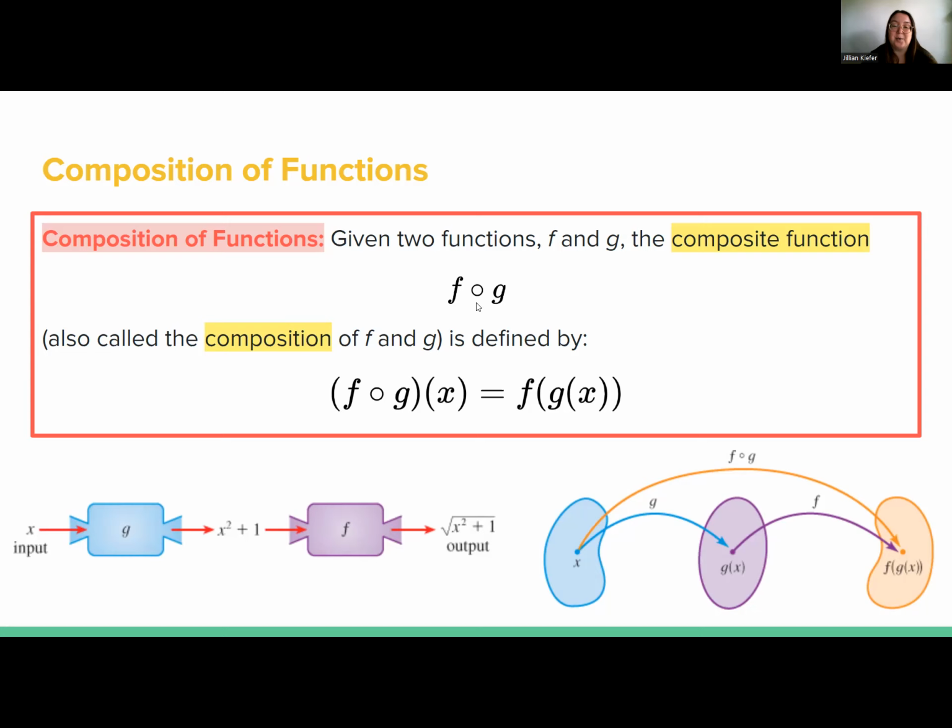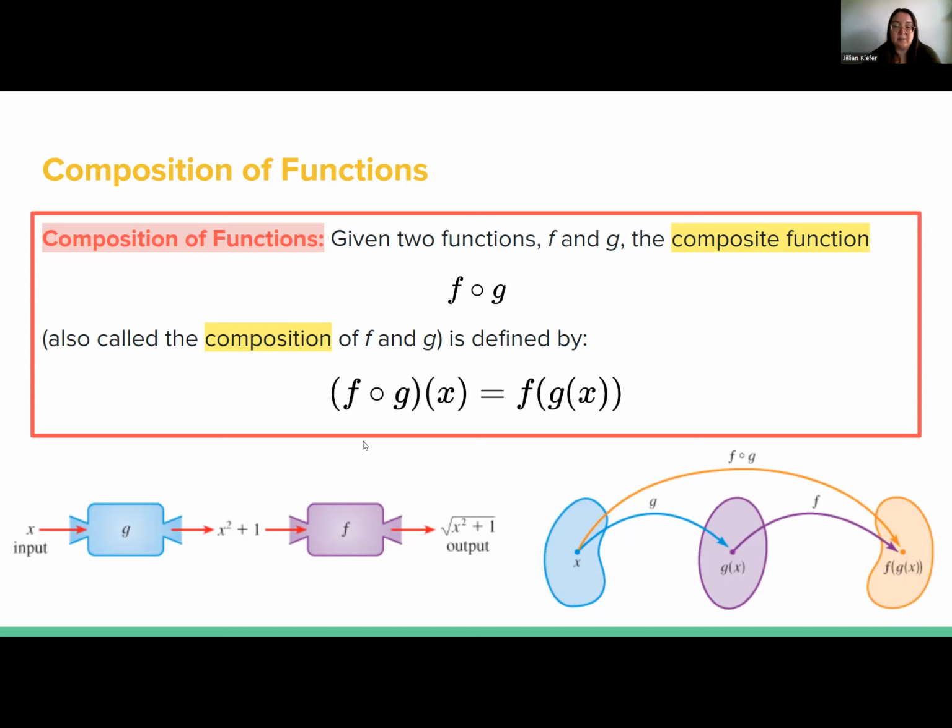It almost looks like an O, so you can almost read it as fog. Sometimes I do that. So we have fog here, but it's also read as f of g. So this circle is a new operation, just like addition, subtraction, multiplication, division. It's just that it can only be used with actual functions. So we have our composite function f of g, also called just the composition of f and g, so you can see it written a few different ways.